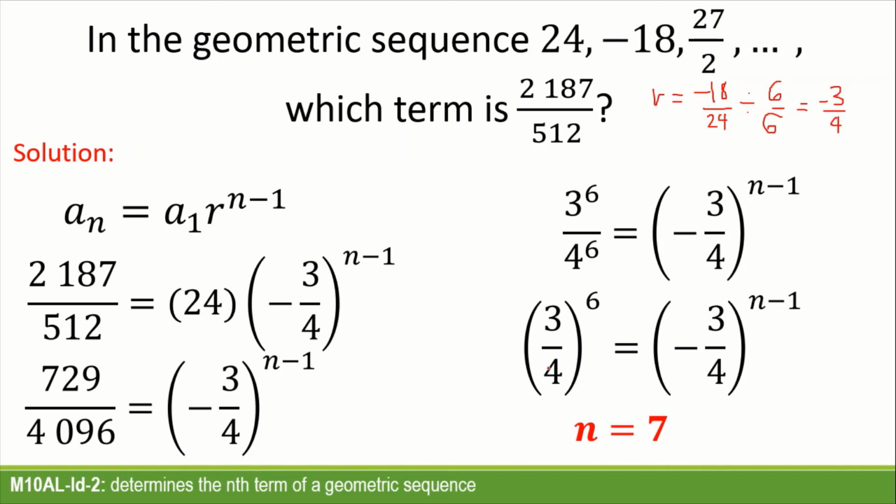Eh, ma'am, bakit ganun? Ito positive 3/4, ito negative 3/4. Tandaan, kung naalala niyo sinabi ko kanina, ang negative na base raised to an even exponent, the answer is positive. So, ito, negative 3/4 raised to the 6th power, magiging positive pa rin siya. At 3 over 4 raised to the 6th power, so pareho pa rin, positive din ang magiging sagot. So, our n is equal to 7.